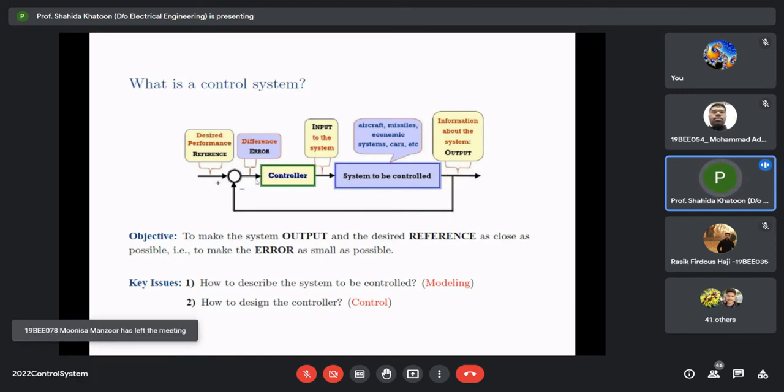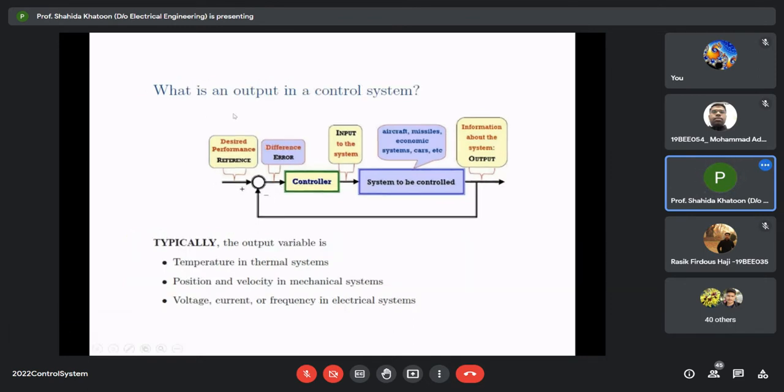So basically, control systems engineering is fundamentally divided into two parts. The first one is modeling, the other one is control. Okay, so what is an output in a control system? Typically, the output variable is temperature in a thermal system, position and velocity in a mechanical system, voltage, current or frequency in an electrical system, right?